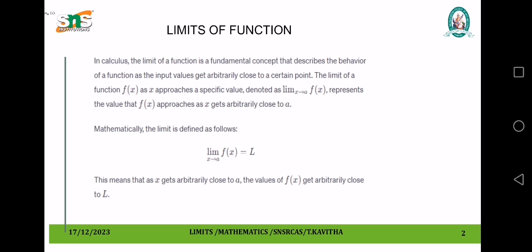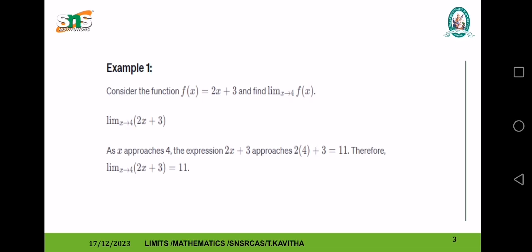Example number 1. We explain limits with example problems. Consider the function f of x is equal to 2x plus 3 and find limit x tends to 4 of f of x. We directly substitute x is equal to 4. As x approaches 4, the expression 2x plus 3 approaches 2 into 4 plus 3 is equal to 11. Therefore, the limit x tends to 4 of 2x plus 3 is equal to 11.